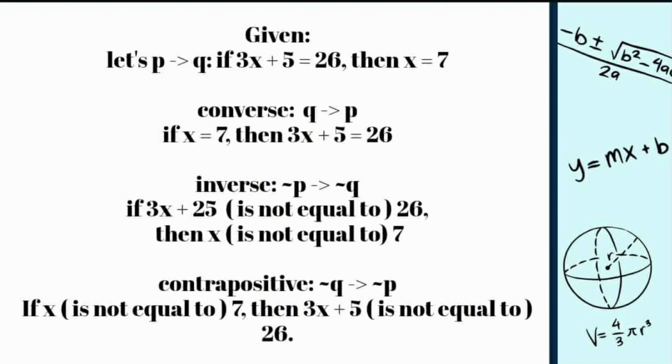So okay, let's try again. So this is the given. Let P then Q: If 3x plus 5 equals 26, then x equals 7. The converse, or Q then P: If x equals 7, then 3x plus 5 equals 26. The inverse, or not P then not Q: If 3x plus 5 is not equal to 26, then x is not equal to 7. The contrapositive, or not Q then not P: If x is not equal to 7, then 3x plus 5 is not equal to 26.